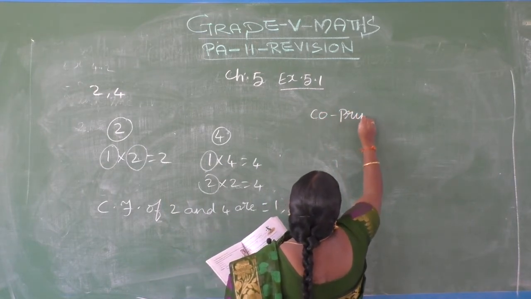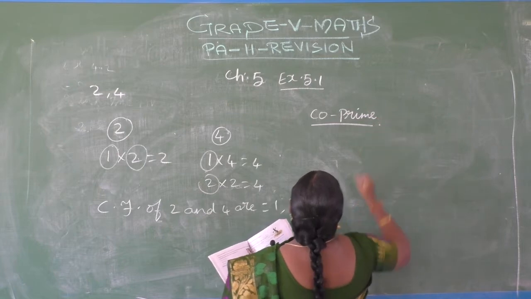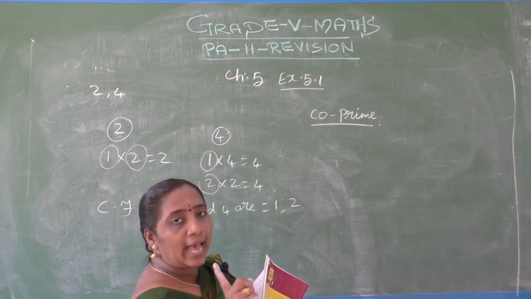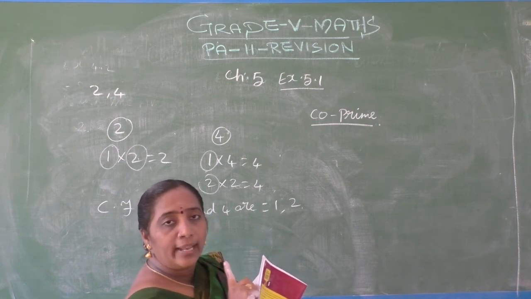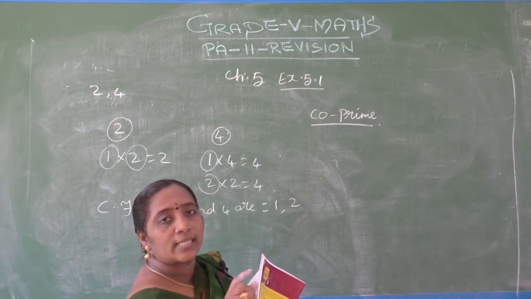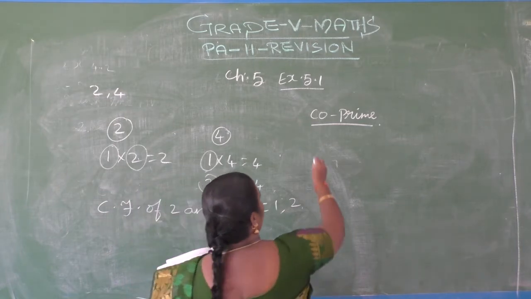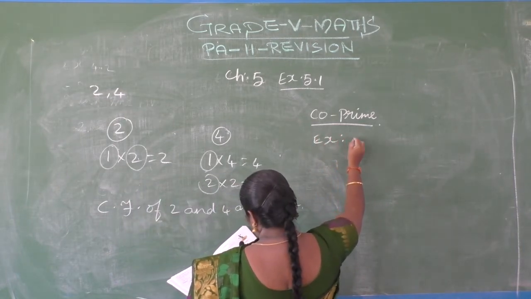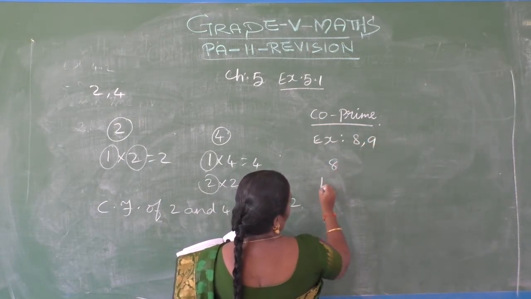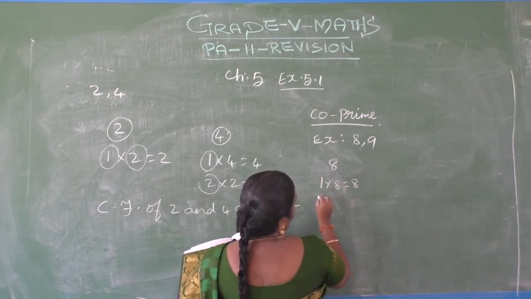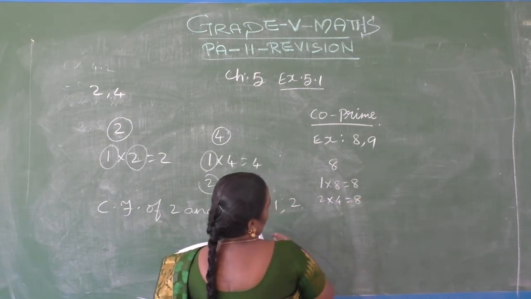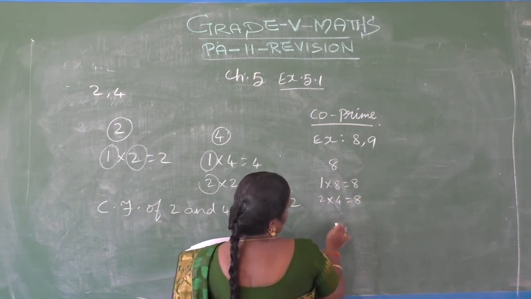What is meant by co-prime numbers? When we compare any 2 numbers and 1 is the only common factor between them, we call that kind of numbers co-prime. For example, 8 and 9. What are the factors of 8? Factors of 8 are 1 times 8 is 8. Then 2 times 4 is 8. That's all.